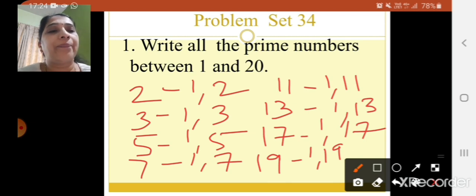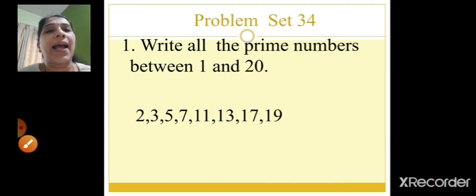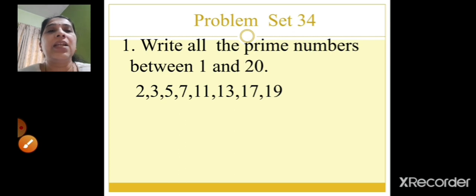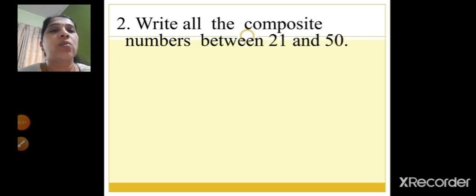So you will write the answer as 2, 3, 5, 7, 11, 13, 17 and 19. These are all the prime numbers. So I hope students you have understood how to write these prime numbers. Okay, so now let's move to the next one.